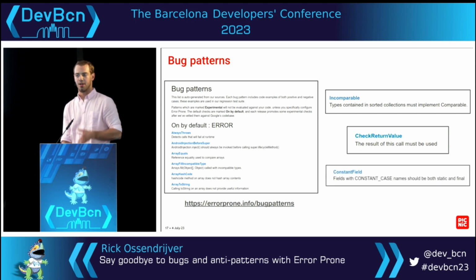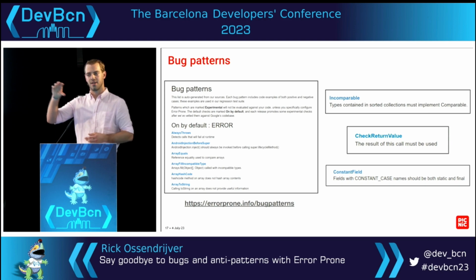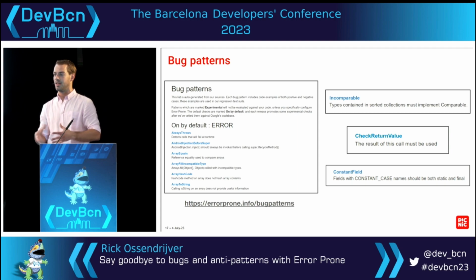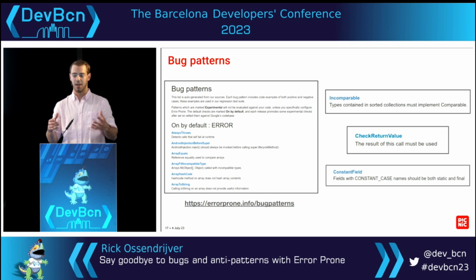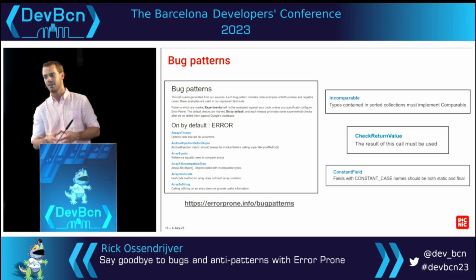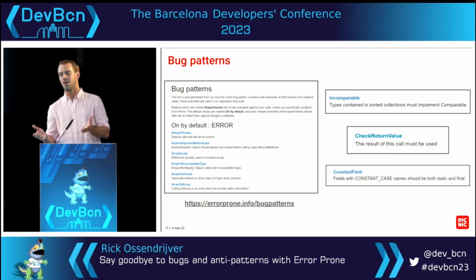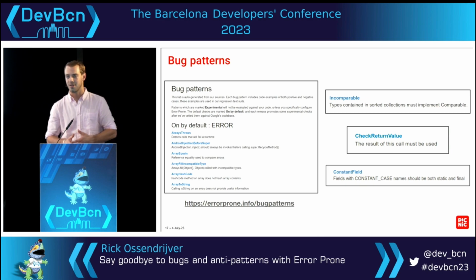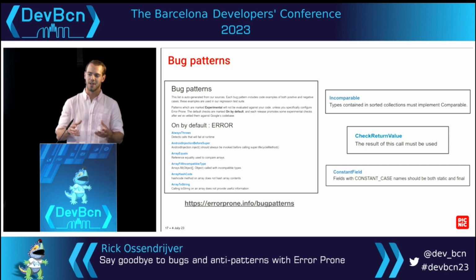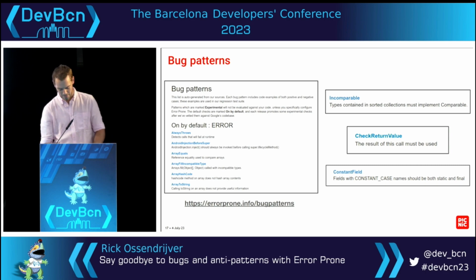Another one is the constant field. So if you have a field that uses the constant case naming, it probably has to be a static and final field. So yeah, error-prone will flag this. Maybe there's a checkstyle fan that says, hey, checkstyle can also automatically identify this. Well, that is true, but error-prone can also automatically fix it for you.